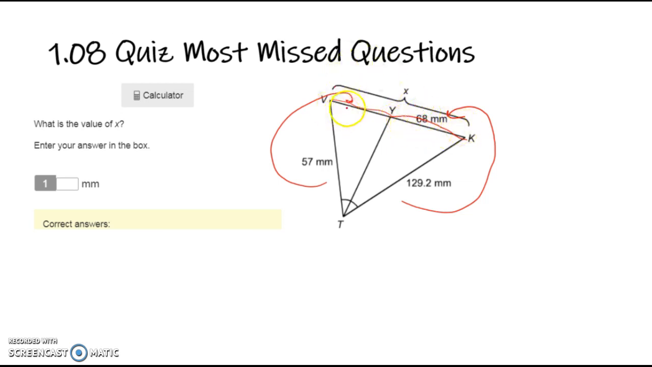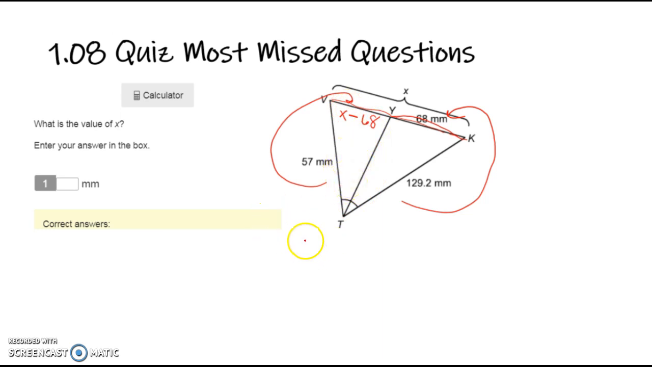So if I wanted to represent the piece VY, I don't have it labeled as anything specific. I need to do it in terms of x as well. You don't want to introduce another variable. And we can actually do it in terms of x pretty easily, because I know that if the whole thing is x, but then this piece YK is 68, then what's left is the whole thing x minus 68. So if you take the whole length x and take away the other piece, which is 68, you will get the remaining piece of this side, which is going to be x minus 68.